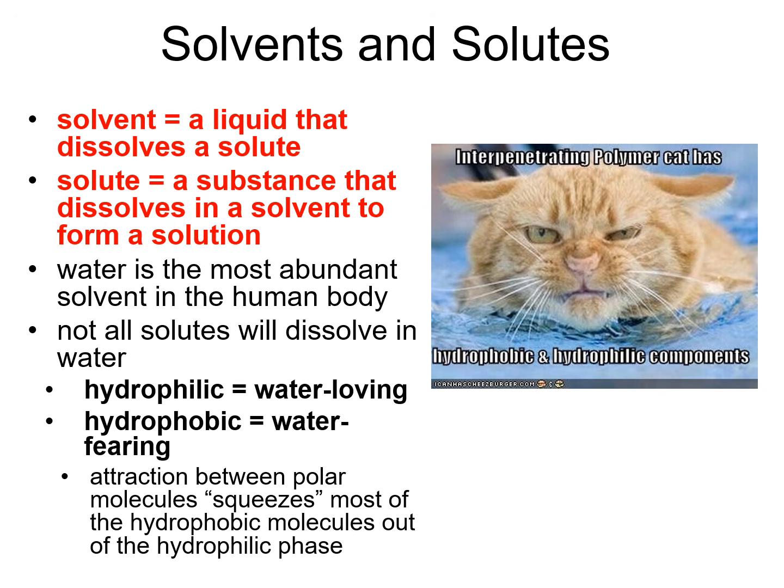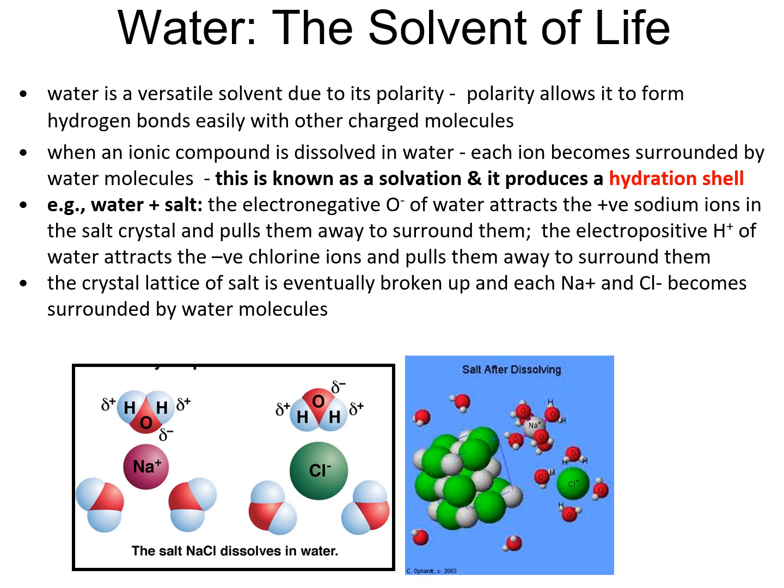So it actually results in what is known as phase separation. Why is water an incredibly versatile solvent? Well, this is because of its polarity. It allows water to form hydrogen bonds easily with other charged molecules. So let's take the example of an ionic compound such as sodium chloride. If you take sodium chloride and dissolve it in water, each ion is going to become surrounded by water molecules.